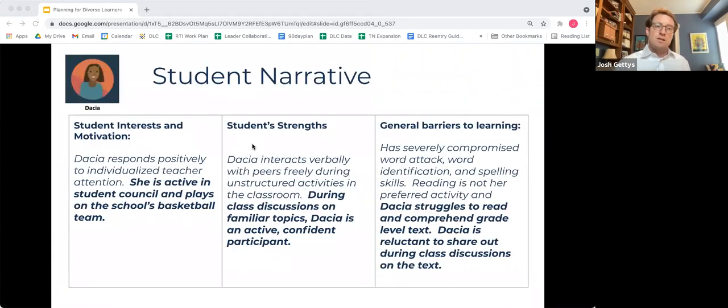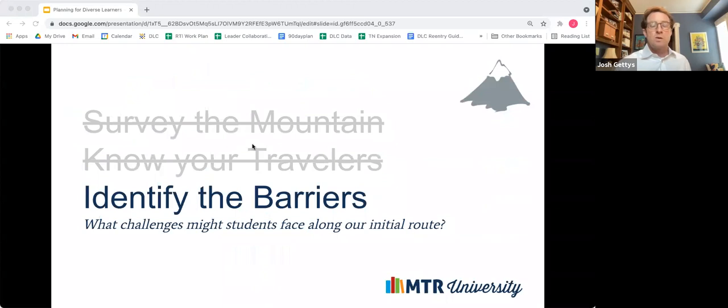So without reading these, what we would ask you to do and add to the template is go in and fill in three sections about your student: not just what they struggle with, not just their barriers, but just as important, what are their interests? What are their motivations? What are their strengths? You identify all of those, and then you're going to leverage those in your planning as well. So we survey the mountain, and we know our traveler here.